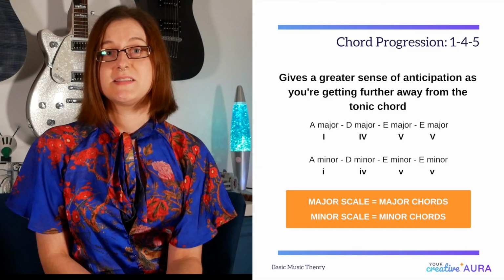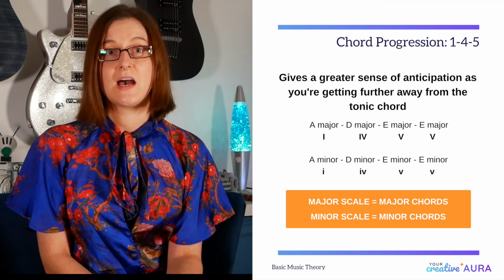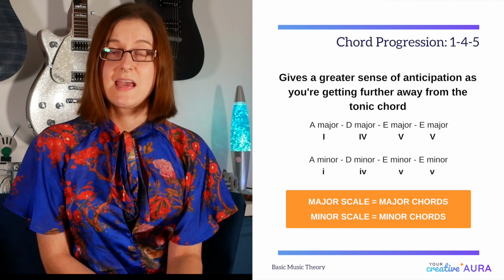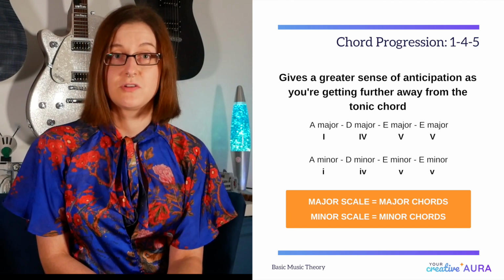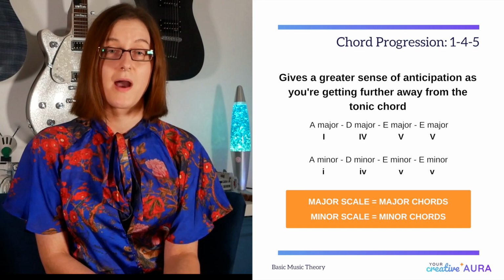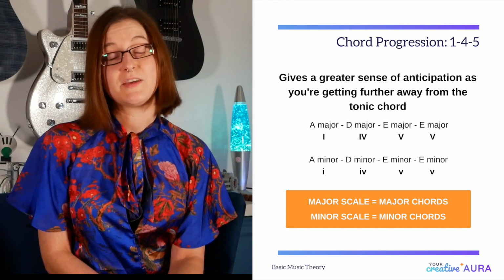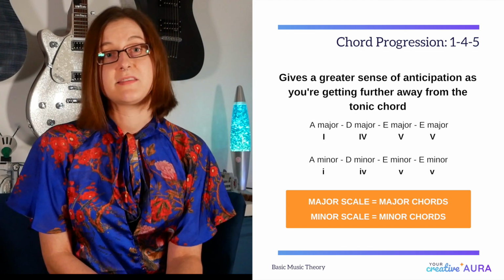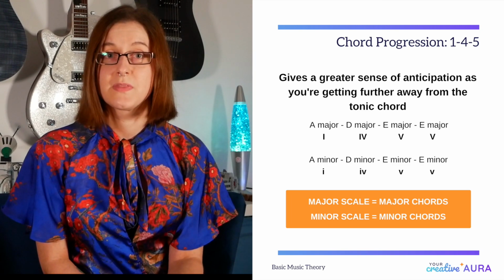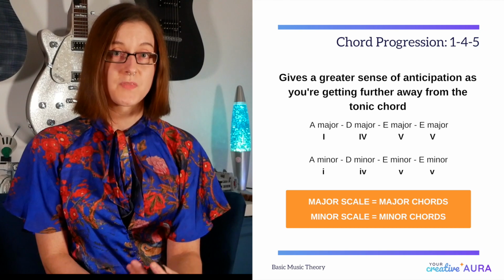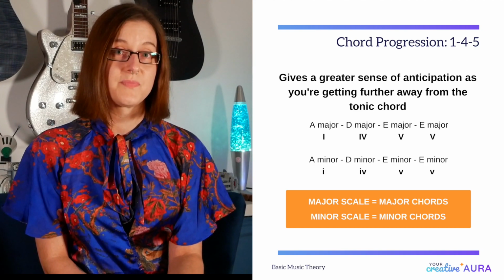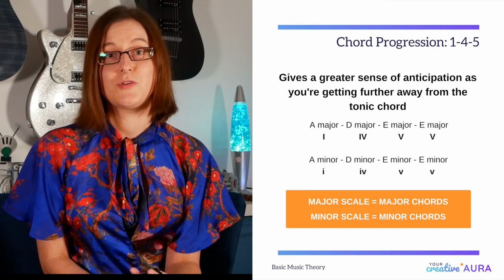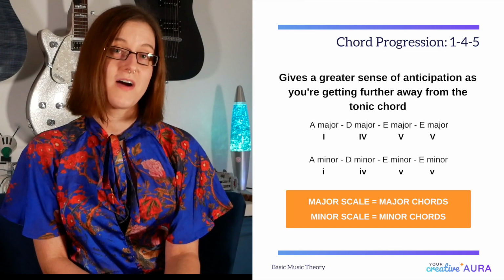Now this has a sense of anticipation and open-endedness as you're going up the scale and getting further away from your tonic chord. It also has a strong sense of resolution when the 5th chord is followed by the tonic chord. Now if you're playing in the major scale, all of your chords will be major, giving a sense of uplifting happiness. However, if you're playing in a minor scale, all of your chords will be minor, giving a sense of growing or increasing sadness. So let's listen to the A minor 1-4-5 chord progression.